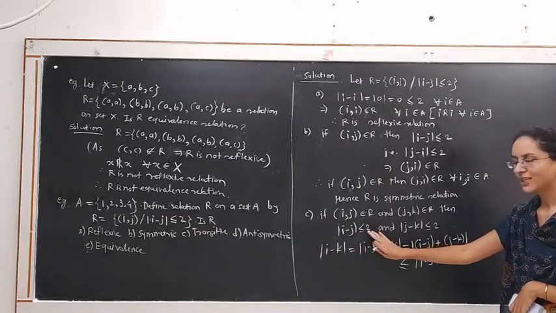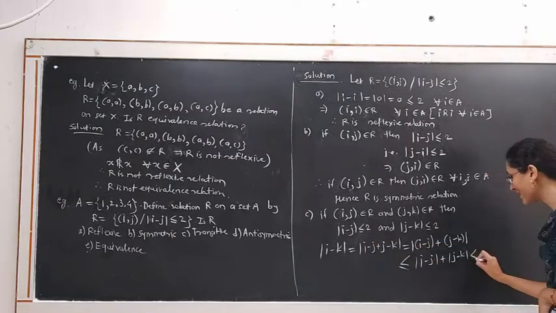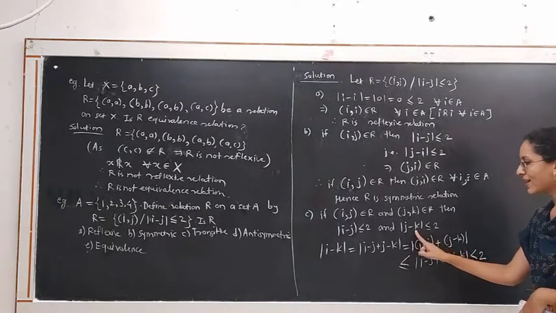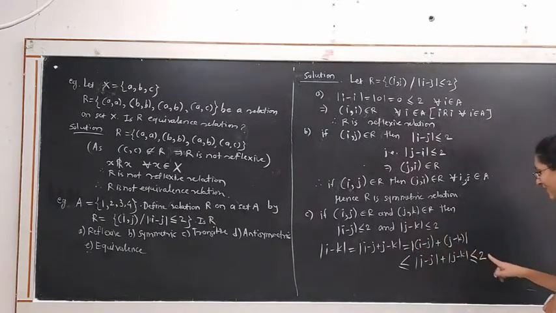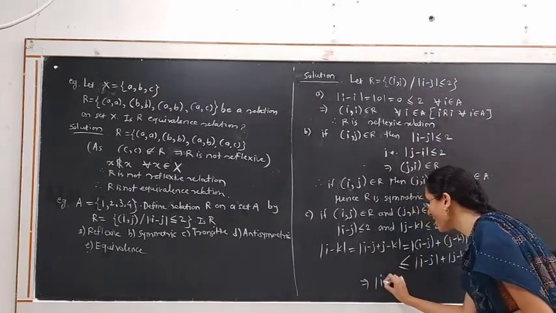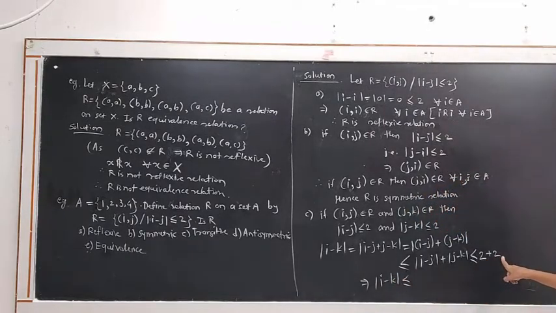Mod of i minus j is less than or equal to 2. We use that value here, which is less than or equal to 2. The second, mod of j minus k, is also less than or equal to 2. Hence, we write that here plus 2. What are we getting? Mod of i minus k is less than or equal to 2 plus 2, which is 4.